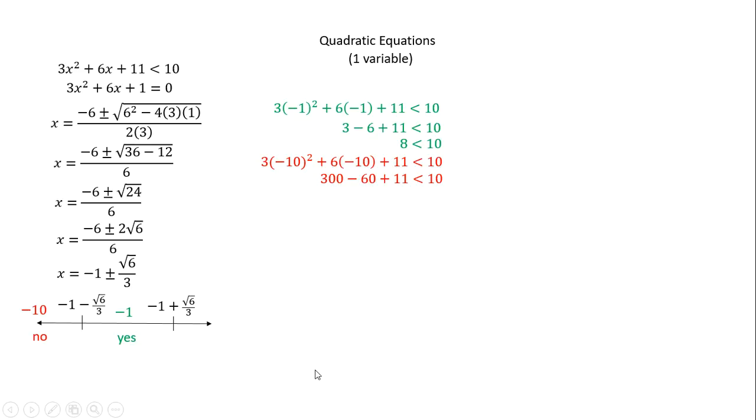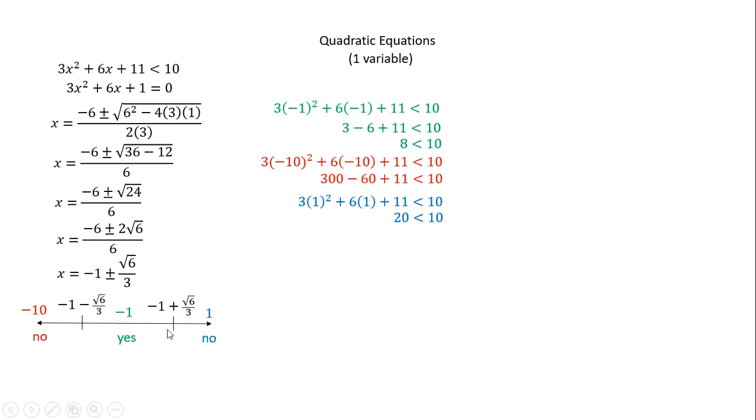You can plug in 10, or see negative 1 plus root 6 over 3. Root 6, that's between 4 and 9, so it's going to be between 2 and 3, so it'll be 2 point something. 2 point something divided by 3 is going to be a little bit less than 1. Negative 1 plus something less than 1 is still going to be negative. We could plug 0 in here, or we'll just go a little bit further just to be on the safe side. Let's plug in 1. 1 is easy to plug in, because 1 squared is 1, so we just have 3 plus 6 plus 11, which is 20, which is not less than 10. So no, that one does not work either.